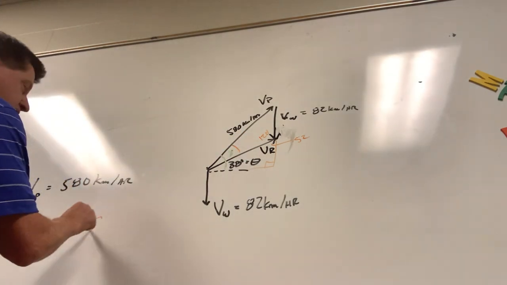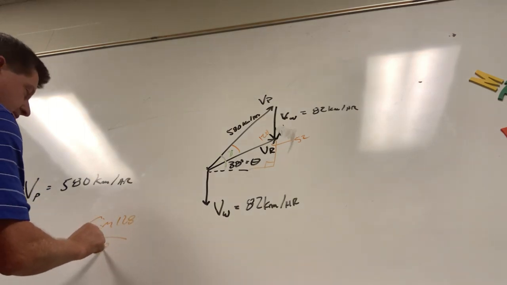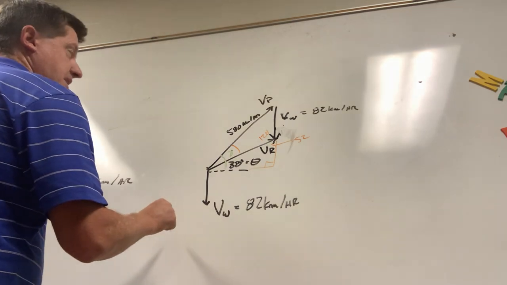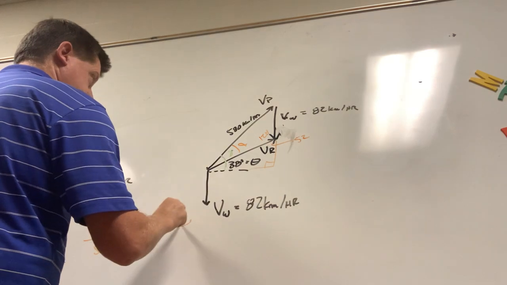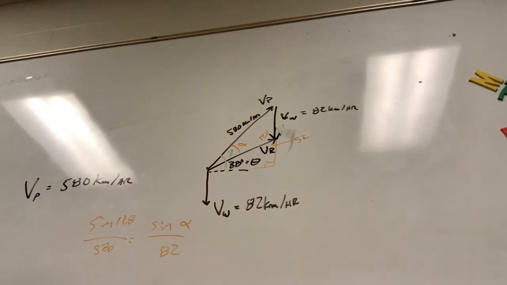So the sine of 128 is to 580 as the sine of alpha is to 82. Solve for alpha.